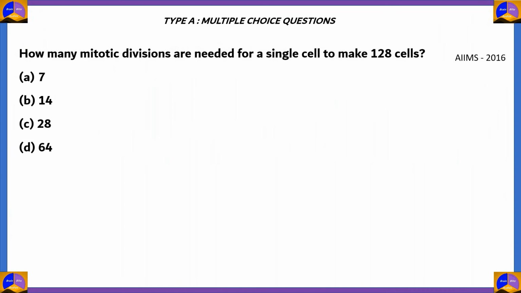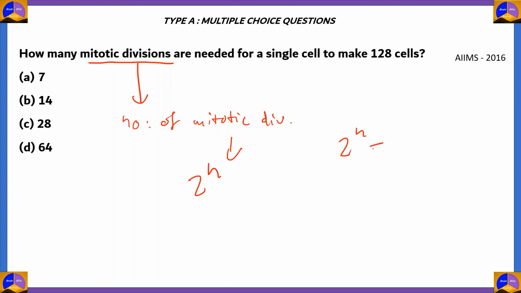Next question. How many mitotic divisions are needed for a single cell to make 128 cells? So over here, this is a formula-based question. So in the chapter Cell Cycle and Cell Division, you learned that the number of mitotic divisions is given by the formula 2 raised to n. So now we can write 2 raised to n is equal to 128.